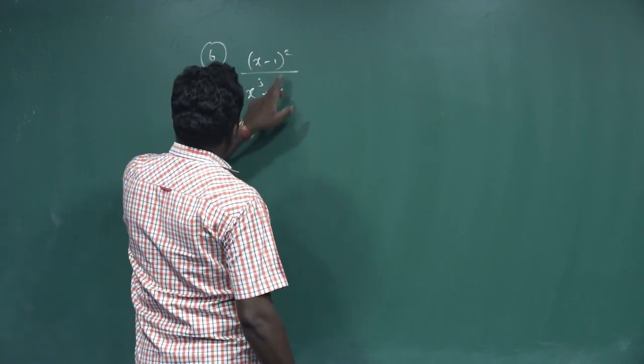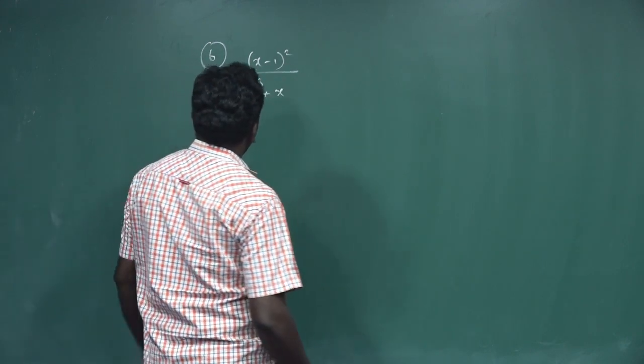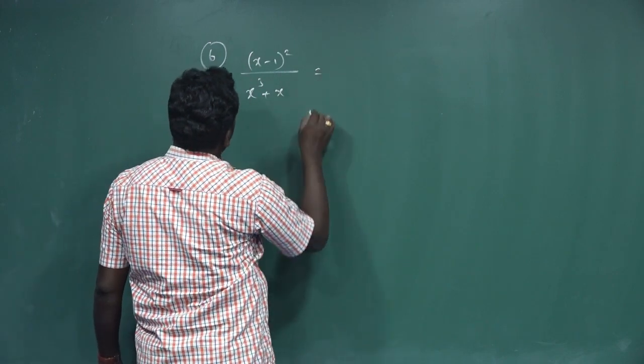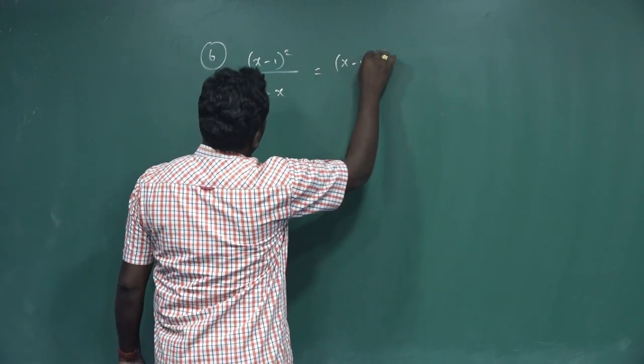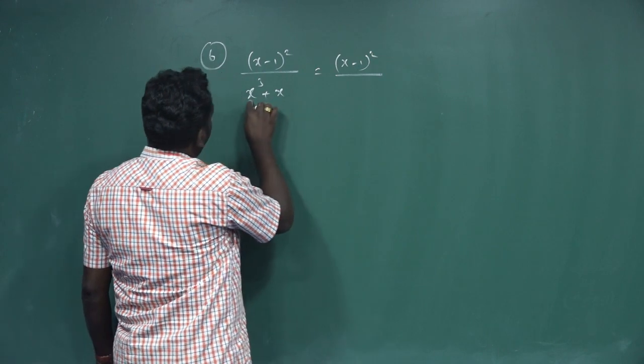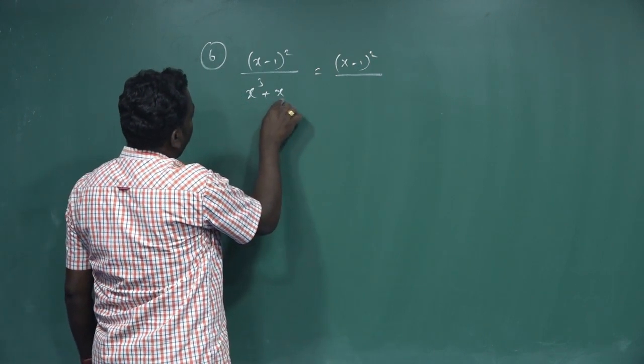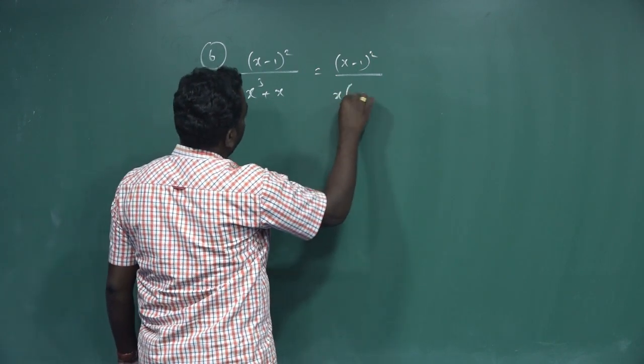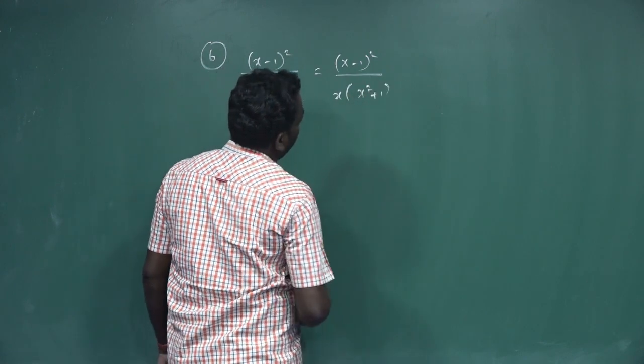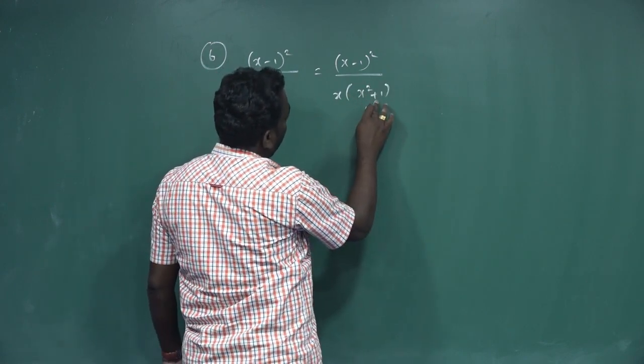(x minus 1) whole square by x cube plus x. Just we have to simplify that. It is equal to (x minus 1) whole square by x power 3 plus x. We can take x as common, therefore x into (x square plus 1). This x square plus 1 is called a quadratic equation.